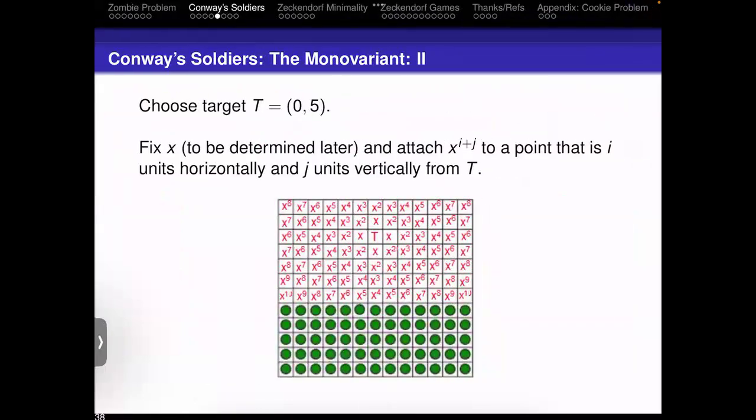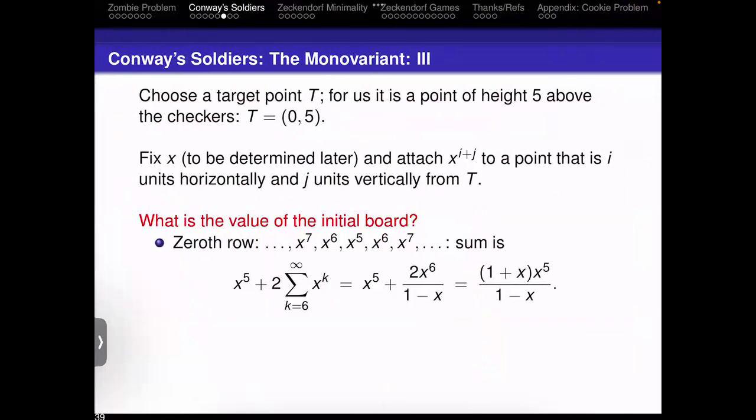So let's try to calculate what the weight should be. For the 0th row, we have an x to the 5th, 2x to the 6th, 2x to the 7th, 2x to the 8th. It's basically a geometric series. The only difference between this and the geometric series you're used to is that we are starting at x to the 6th. Well, that's okay. We know how to solve the geometric series formula. And so does everyone agree that (1 plus x) times x to the 5th over 1 minus x is the value assigned to the 0th row?